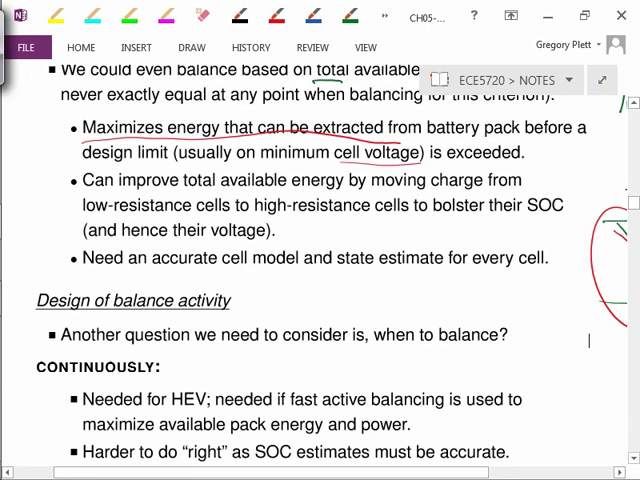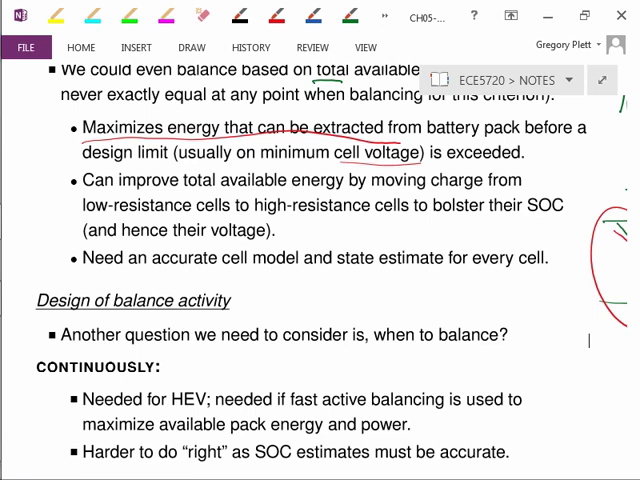So to do that, we need an accurate cell model and an accurate state estimate for every cell that also estimates resistance and power capability quite well. So we could do all of those things. Which one do we do? It's going to depend on your application. You have to decide which of these criteria is most important for you.